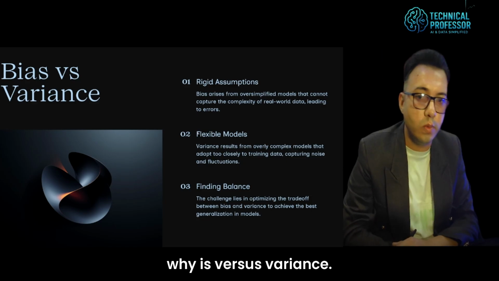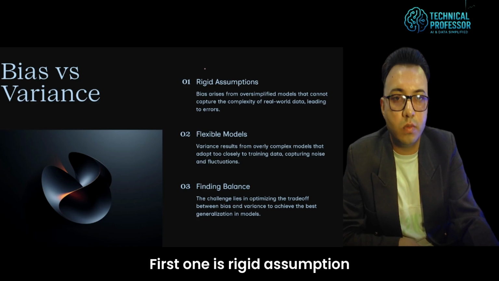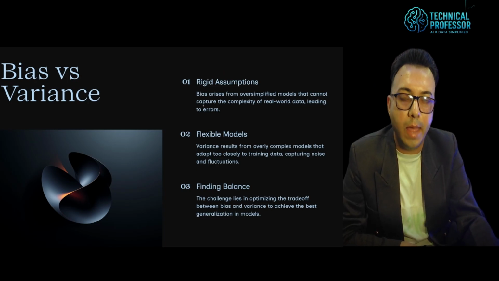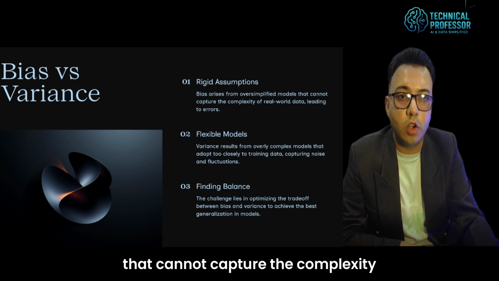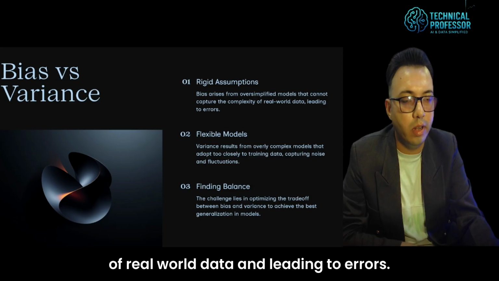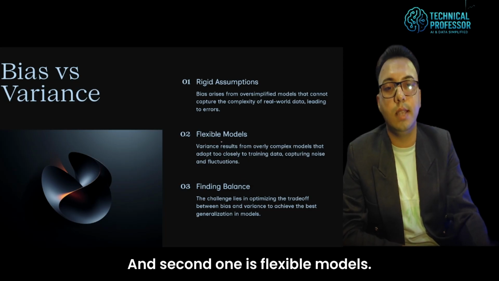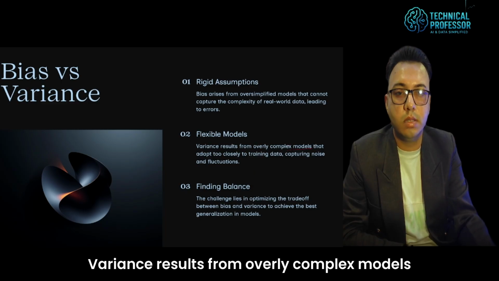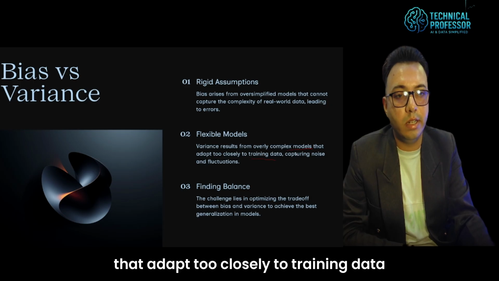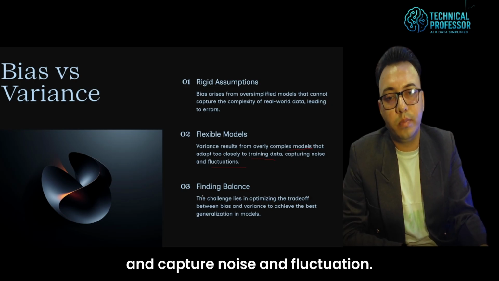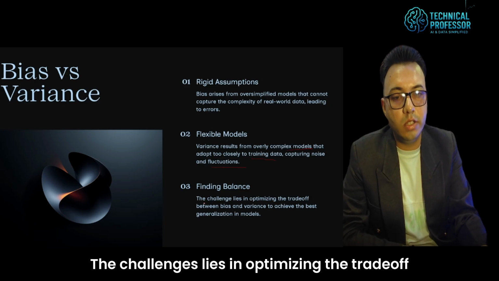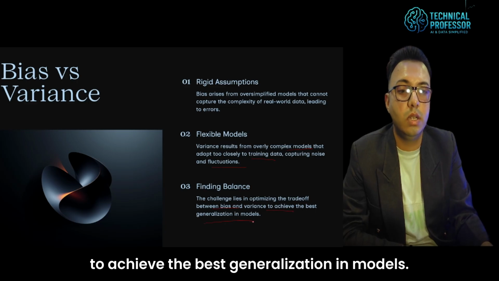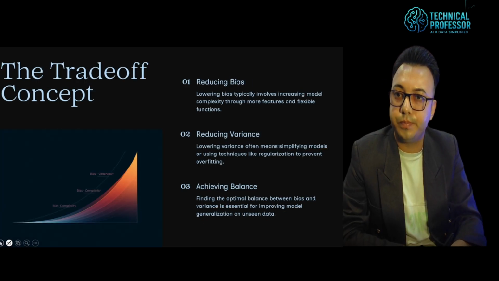Now we are going to understand bias versus variance. The first one is rigid assumption. Bias arises from simplified models that cannot capture the complexity of real world data, leading to errors. And the second one is flexible models. Variance results from overly complex models that adapt too closely to training data and capture noise and fluctuation. And the third is finding balance. The challenge lies in optimizing the trade-off between bias and variance to achieve the best generalization in models.